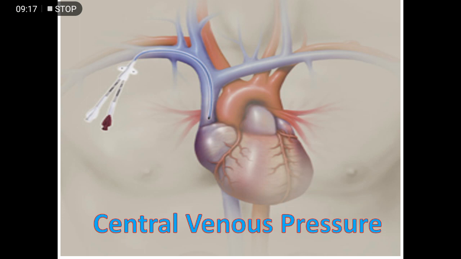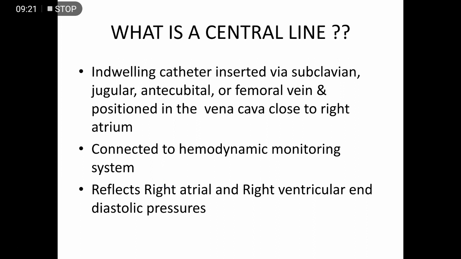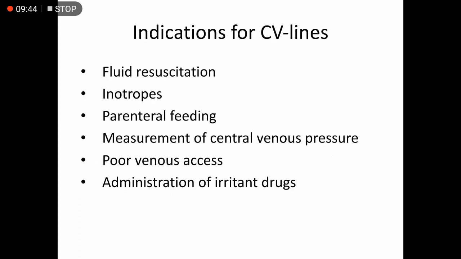Now we'll be discussing central venous pressure. What is the central line? An indwelling catheter inserted via the subclavian, jugular, antecubital or femoral vein and positioned in the vena cava close to the right atrium. Connected to a hemodynamic monitoring system, it reflects right atrial and right ventricular end diastolic pressure.